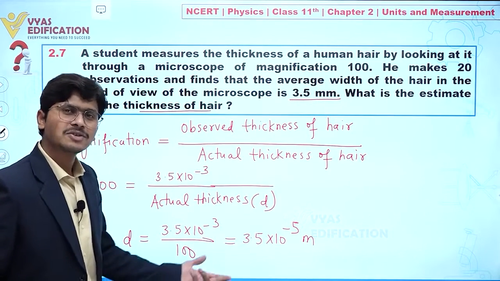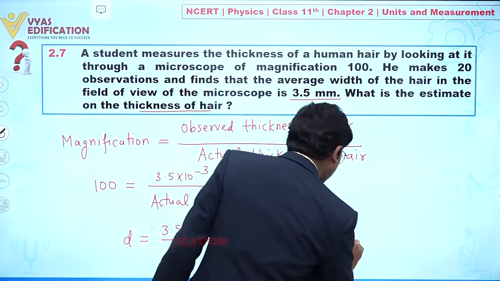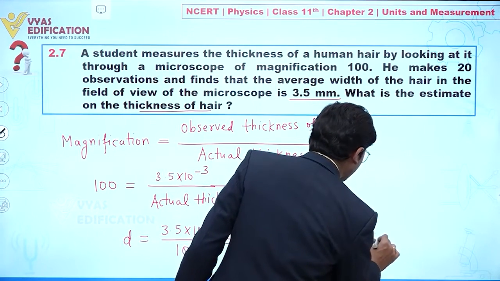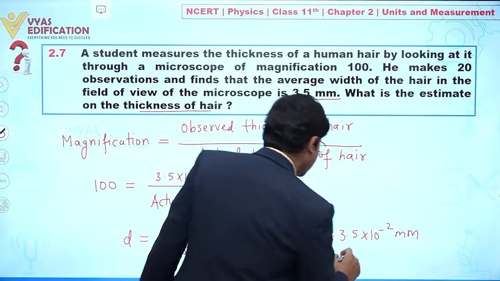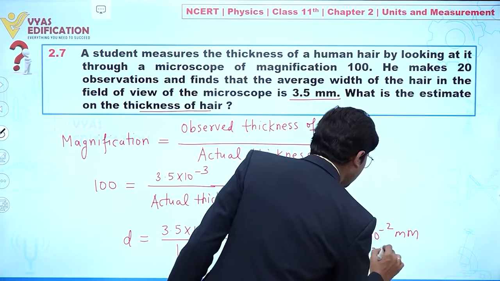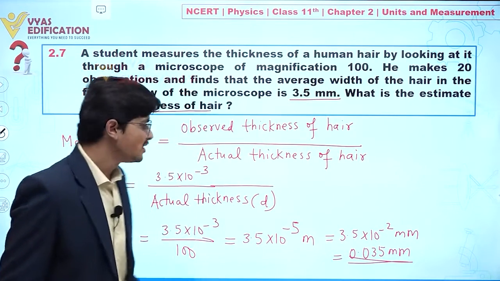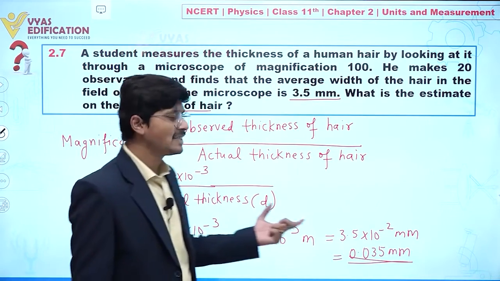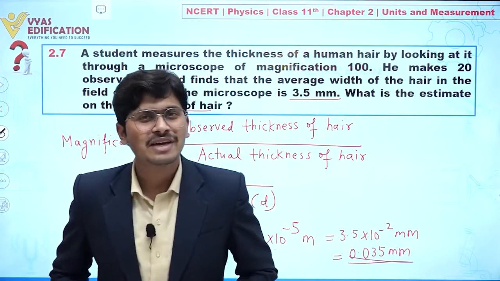We can also convert into mm. So you can also write like this, this is equal to 3.5 into 10 to the power minus 2 mm, or we can say this is equal to 0.035 mm. Clear to everyone? So now we can see this is the actual thickness of the hair. So like this we can solve this question.